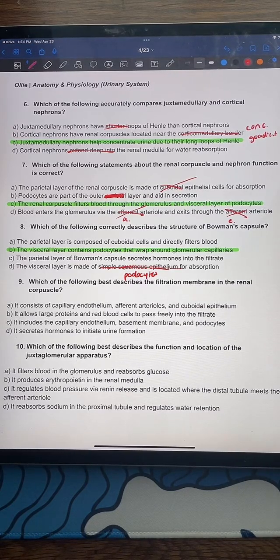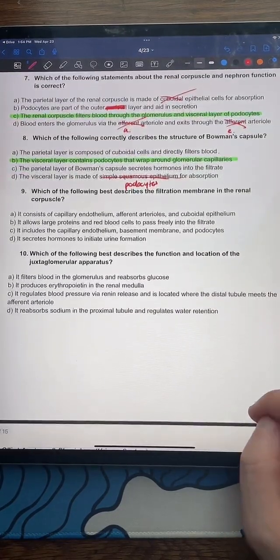This is for A and P2. This is the urinary system.